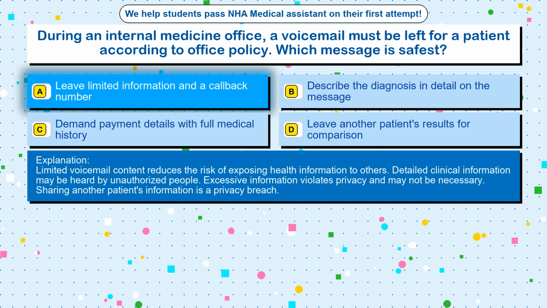Limited voicemail content reduces the risk of exposing health information to others. Detailed clinical information may be heard by unauthorized people. Excessive information violates privacy and may not be necessary. Sharing another patient's information is a privacy breach.